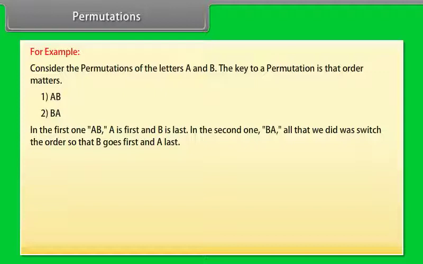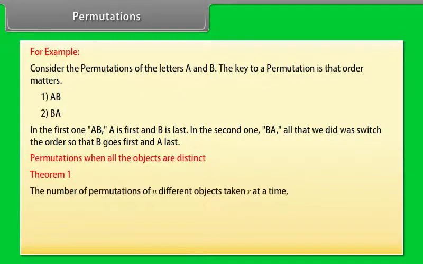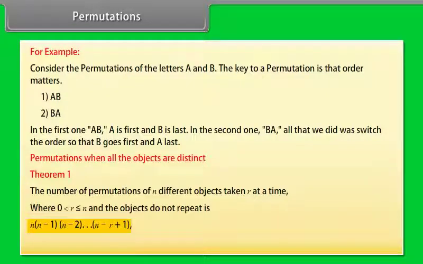Permutations when all the objects are distinct. Theorem 1. The number of permutations of n different objects taken r at a time, where 0 < r ≤ n, and the objects do not repeat, is n × (n−1) × (n−2) up to (n − r + 1), which is denoted by nPr.